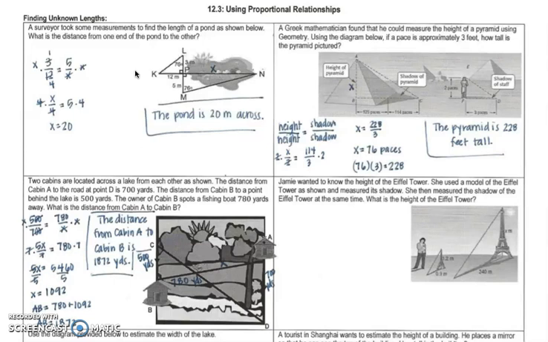So I have 8 examples here of basically real-world type problems. I did 4, and then there are 4 left for you to do if you so choose. The first example that I did is number 1. A surveyor took some measurements to find the length of a pond as shown below. What's the distance from one end of the pond to the other?